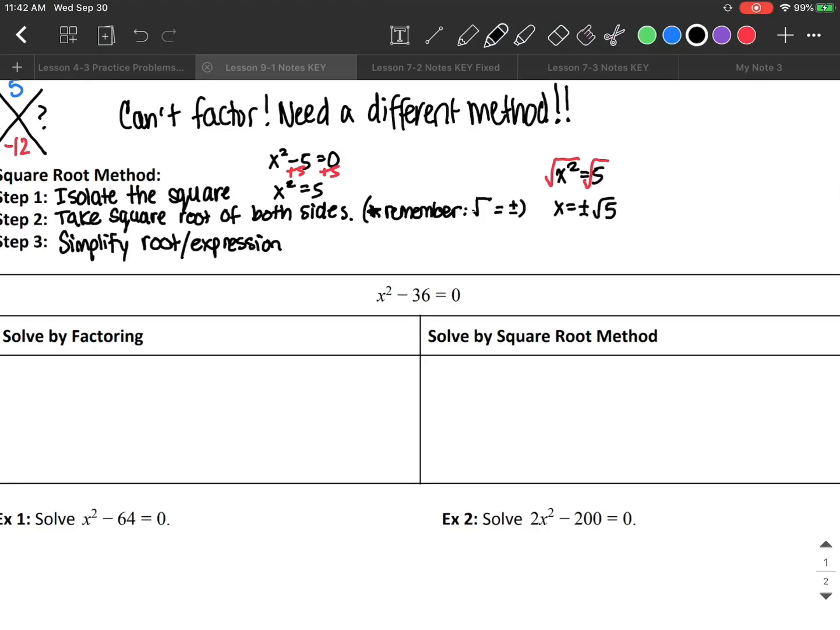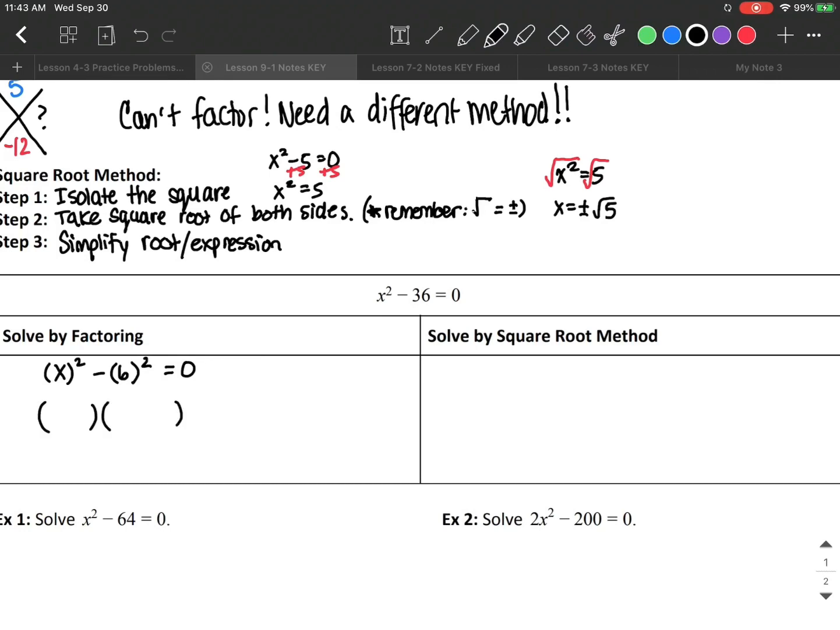So I have x squared minus 36 is equal to 0. I want to solve by factoring, and then I want to use the square root method and compare. So for solving by factoring, I'm going to take the left-hand side. I know that's the difference of two squares. So what I actually have is x to the second power minus 6 to the second power is equal to 0. So that means that I can go directly to factored form from there.